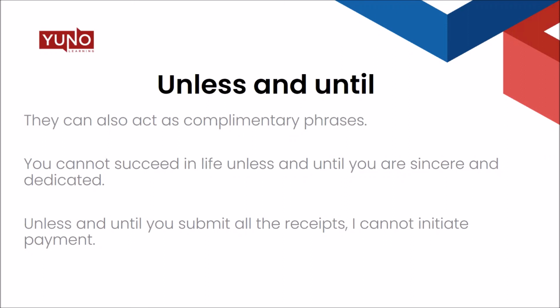Like, you cannot succeed in life unless and until you are sincere and dedicated. So here we are putting in both the meanings, unless as a condition, and until as the time frame as well. Unless and until you submit all the receipts, I cannot initiate the payment. So here he is trying to highlight how urgent and important the submission of the receipts is, so that this person can start the payment process. And again, I hope you have noticed that unless and until can be placed in the middle of the sentence, or they can also be used in the beginning of the sentence.